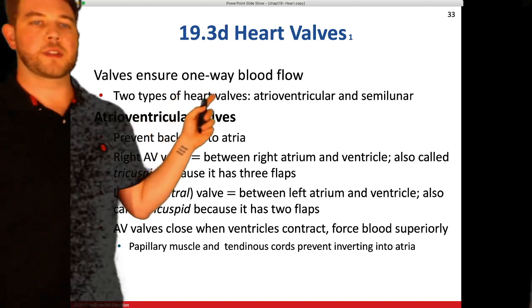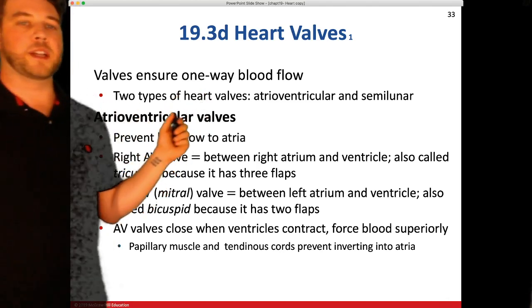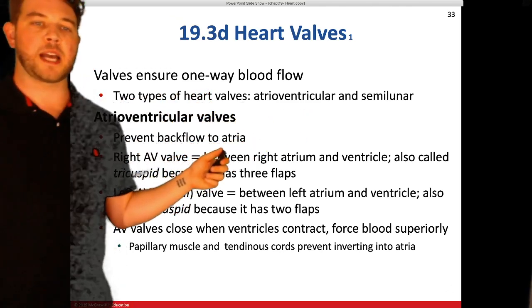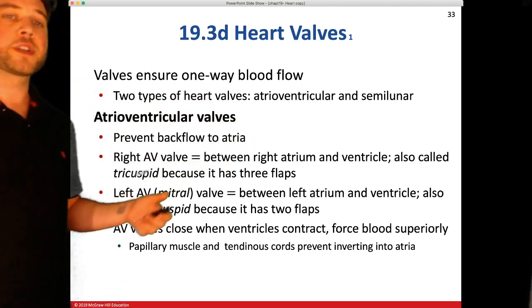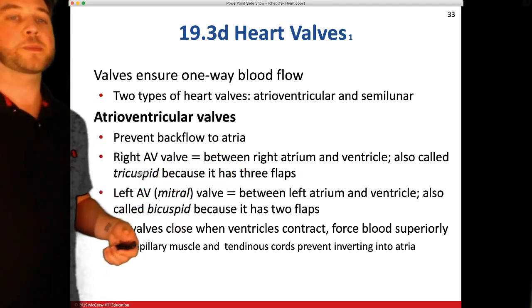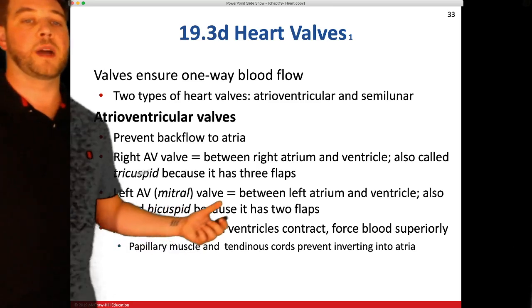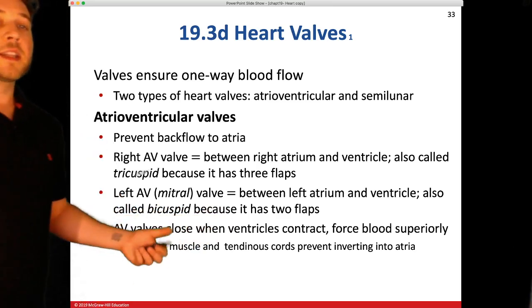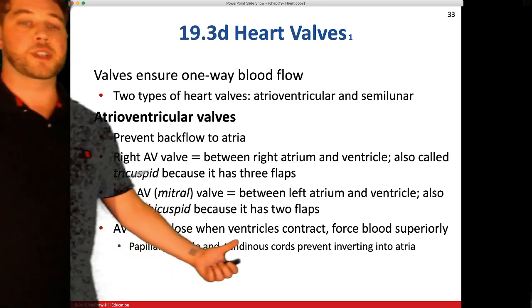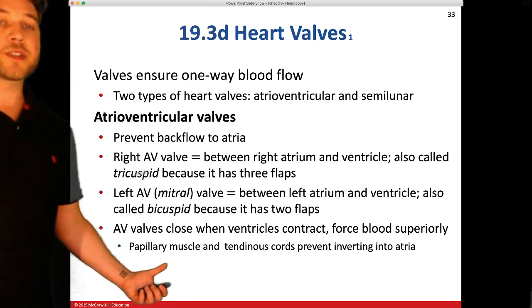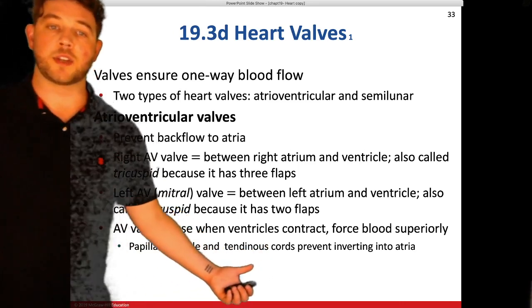All right, the heart valves ensure one-way blood flow. 2 types: atrioventricular, semilunar. The AV valves prevent backflow to the atria from the ventricles. Your right AV is between the right atria and ventricle, also your tricuspid. The left AV is the mitral, between the left atria and ventricle, also called your bicuspid. The AV valves close when the ventricles contract so that to force the blood superiorly, and the papillary muscles and tendinous cords prevent inverting into the atria.